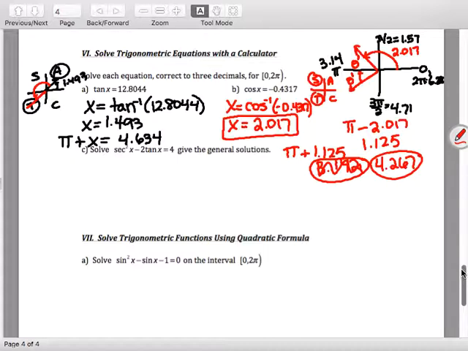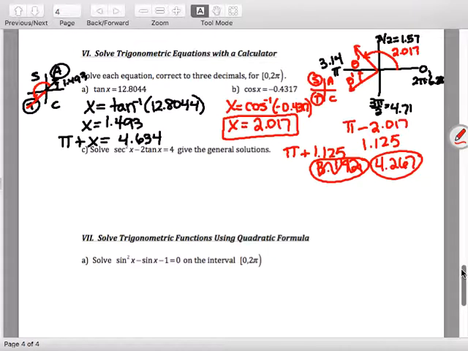So suppose I had sine. If I wanted sine x to be positive, I have to put it in the first and the second quadrant. If sine x were negative, I'd have to be able to put it in the third and the fourth quadrant with that reference angle.